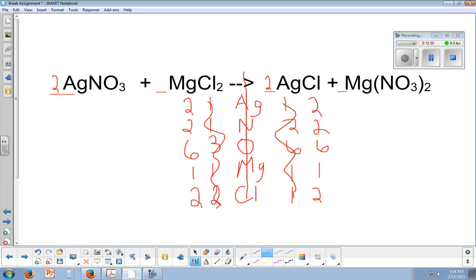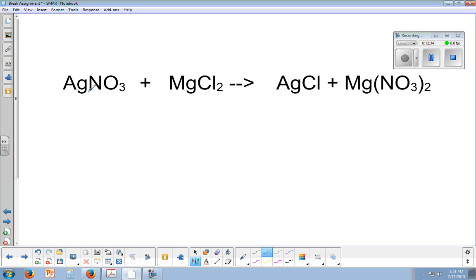So that was taking everything separately. Now, let me clear this and show you again, treating this polyatomic ion as one element, okay? Even though it's not, we're going to treat it like that. So I'm going to do Ag. We have NO3, so I'm going to keep that together. Then we have Mg and Cl.